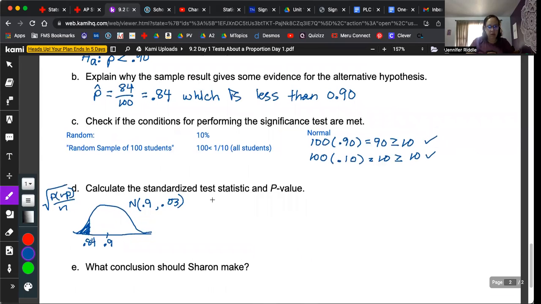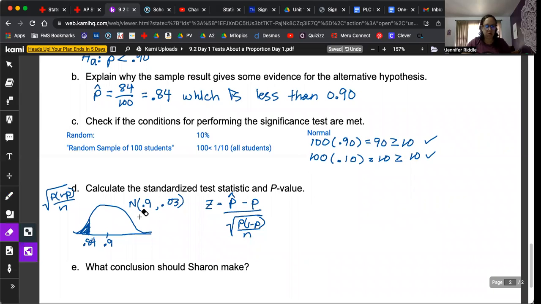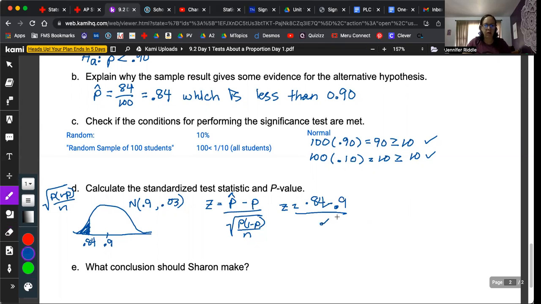So if we're finding a Z-score, Z equals sample proportion minus the true proportion divided by the standard deviation, square root of P times 1 minus P divided by n. So we could plug in the numbers there. Z would be equal to 0.84 minus 0.9 divided by that 0.03. And you should get the value -2. This is my Z-score.